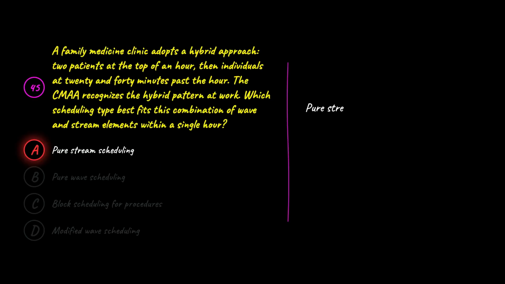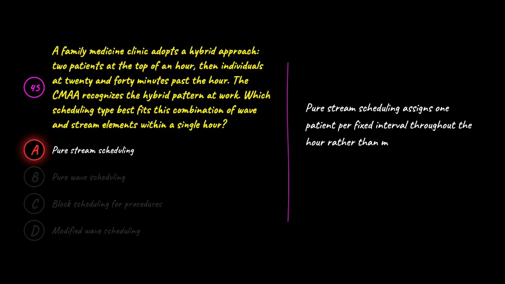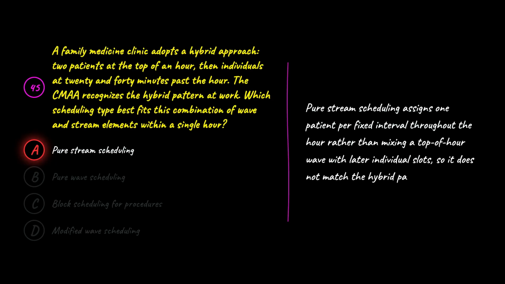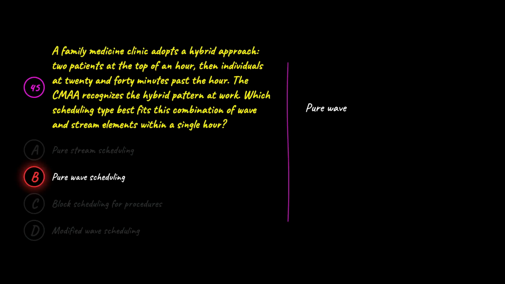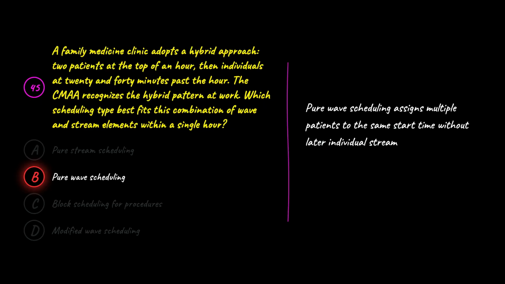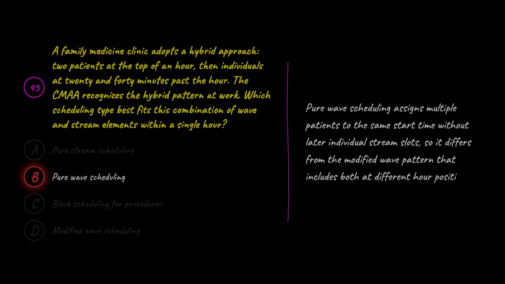A is wrong because pure stream scheduling assigns 1 patient per fixed interval throughout the hour rather than mixing a top of hour wave with later individual slots, so it does not match the hybrid pattern. B is wrong because pure wave scheduling assigns multiple patients to the same start time without later individual stream slots. So it differs from the modified wave pattern that includes both at different hour positions.